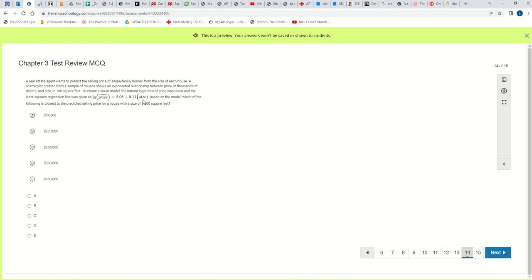That's the tricky part here. Does anybody know? Oh my gosh, you guys, 32. Plug in 32 because we're talking about how many hundreds of square feet that is, and there's 3,200. So I'm doing 2.08 plus 0.11 times 32. So on the right-hand side, I have 5.6. This is a natural log, so e to the power of 5.6 gives me my predicted price, and price is in thousands of dollars, so it's going to be B.